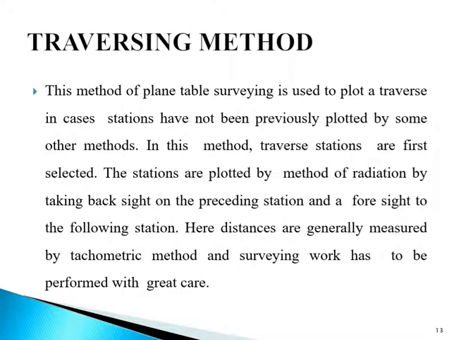Next is the traversing method. This method of plane table surveying is used to plot a traverse in cases where stations have not been previously plotted by some other methods. In this method, traverse stations are first selected. The stations are plotted by the method of radiation, by taking a backsight on the preceding station and a foresight to the following station. Hence, distances are generally measured by the tachometric method, and the surveying work has to be performed with great care.